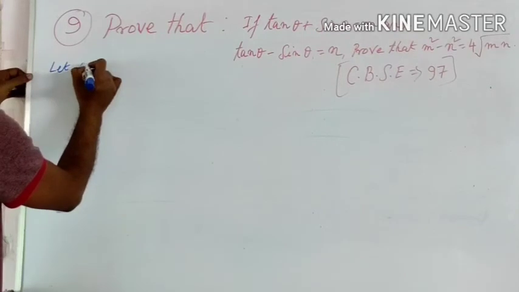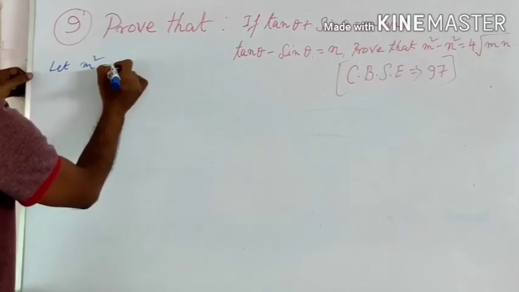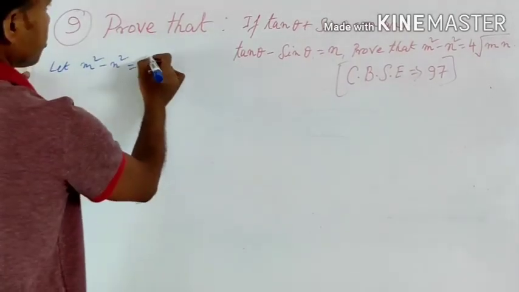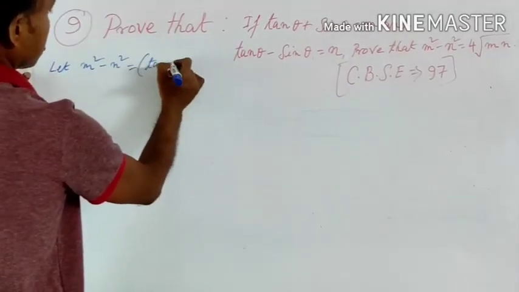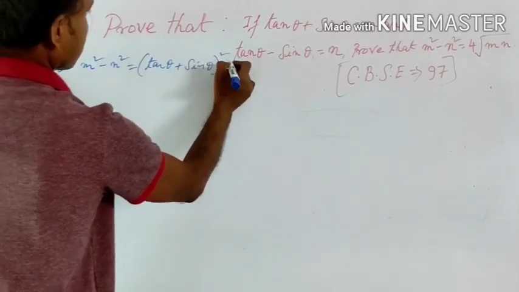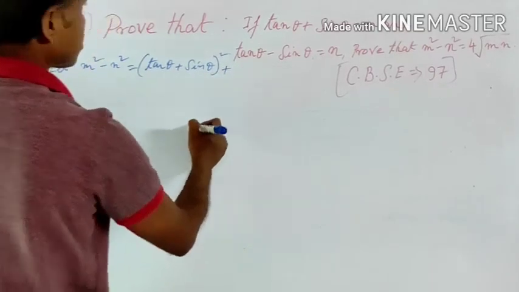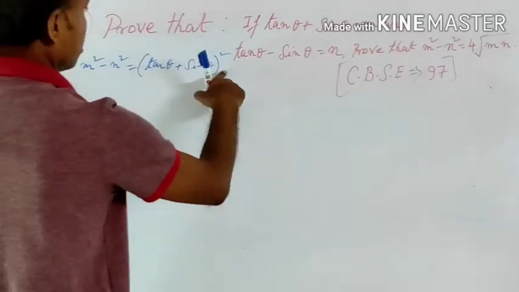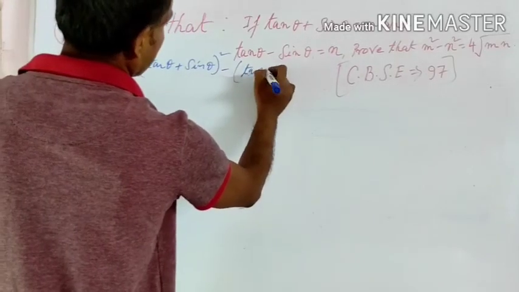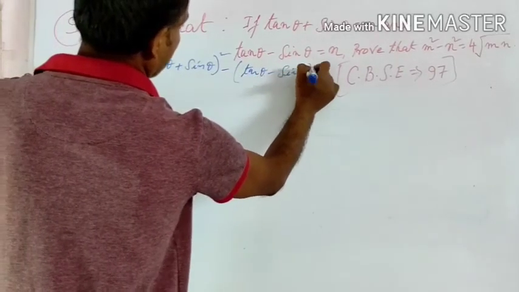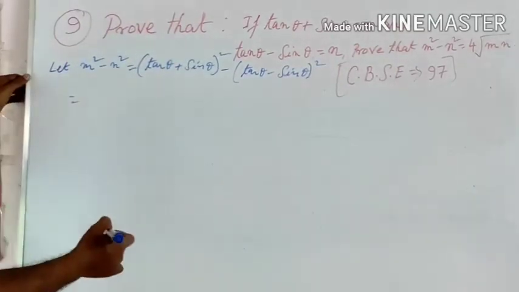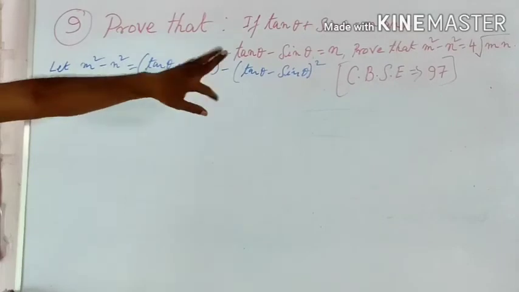Let m square minus n square is equal to, put the value of m is equal to tan theta plus sin theta whole square, and n is equal to tan theta minus sin theta whole square. This is your a plus b whole square and a minus b whole square.